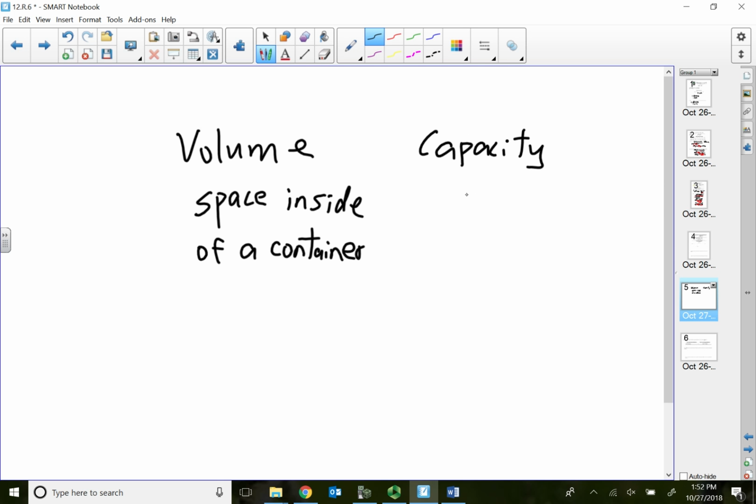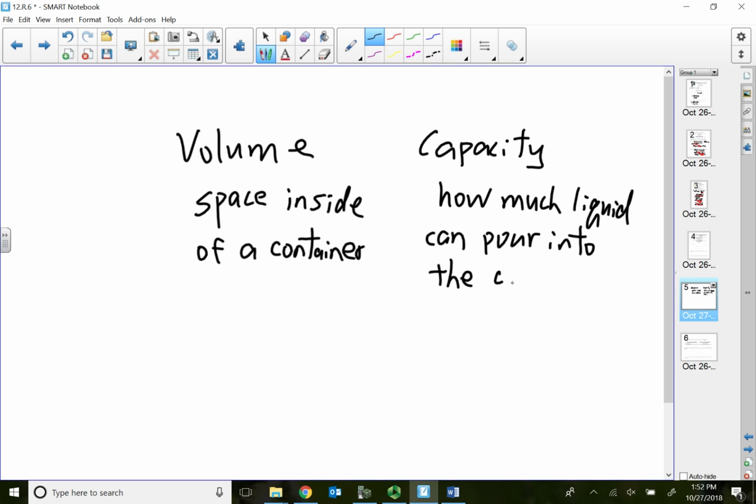Capacity is referring to how much liquid can pour into the container. So basically, capacity is referring to the liquid part. Volume is basically taking a look at the space perspective.